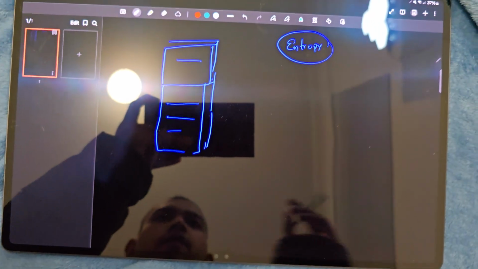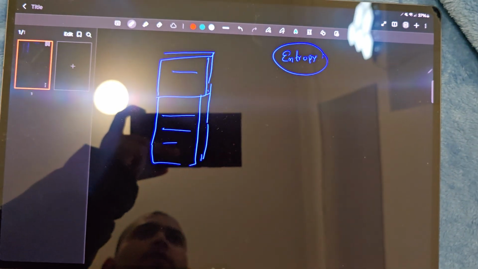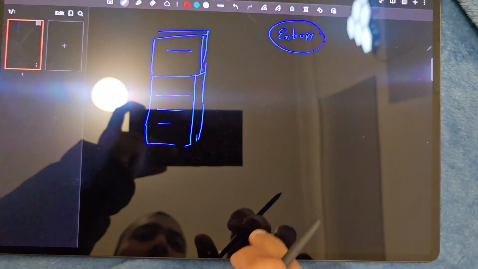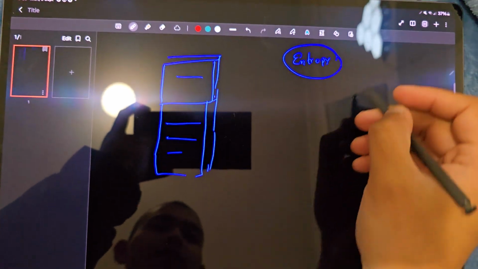Yes, the light's back. How does it work? It's quite fun.